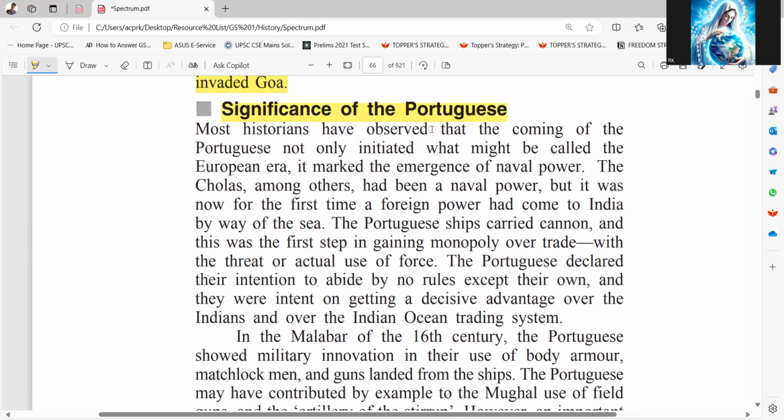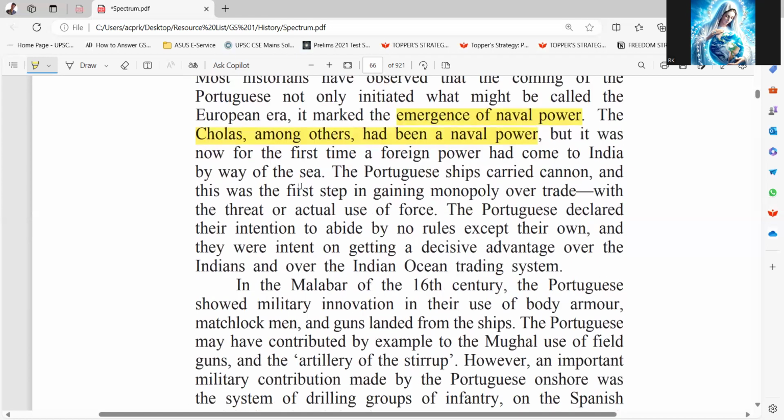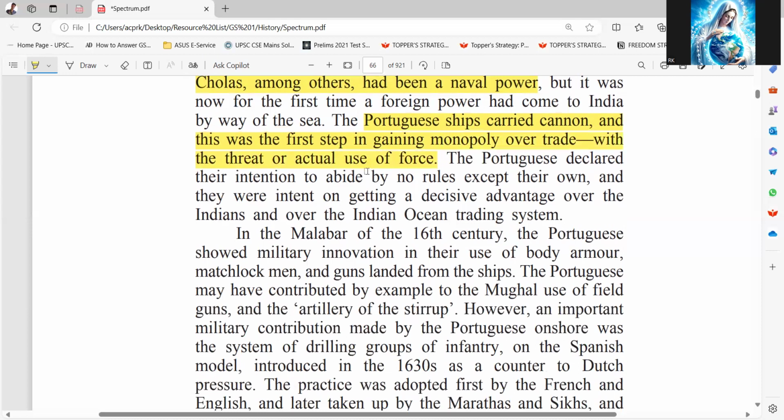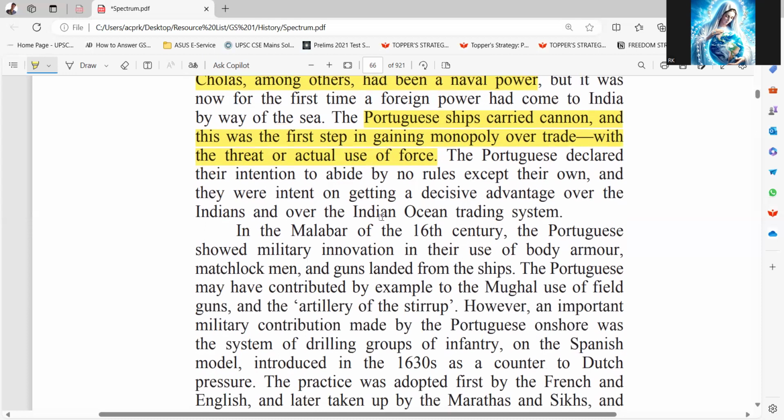Most historians have observed that the coming of the Portuguese not only initiated what might be called the European era, but it marked the emergence of naval power. The Cholas, among others, had been a naval power, but it was now for the first time a foreign power had come to India by way of the sea. Portuguese ships carried cannon, and this was the first step in gaining monopoly over trade with the threat or actual use of force. Portuguese declared their intention to abide no rules except their own, and they were intent on getting a decisive advantage over the Indians and over the Indian Ocean trading system.